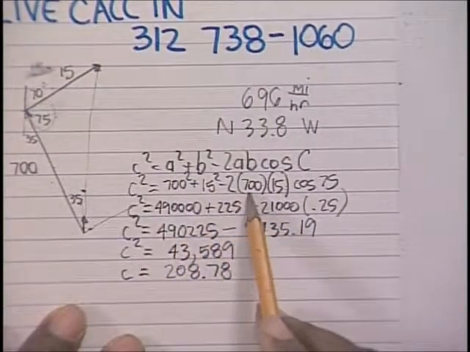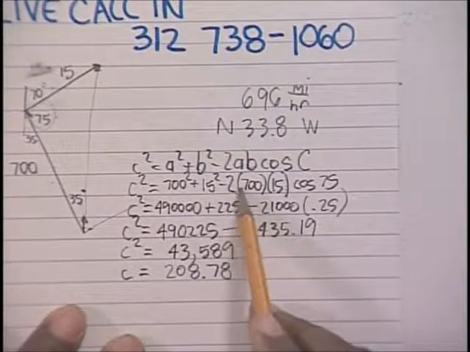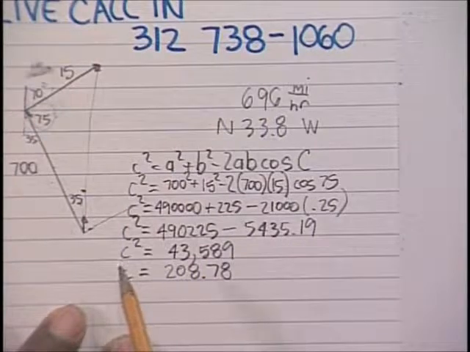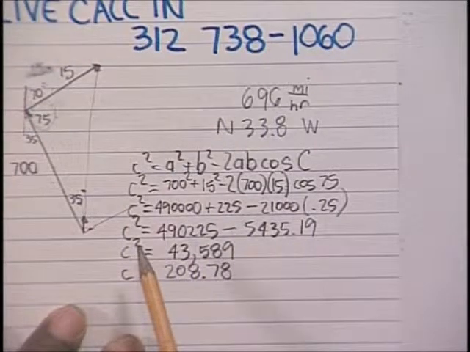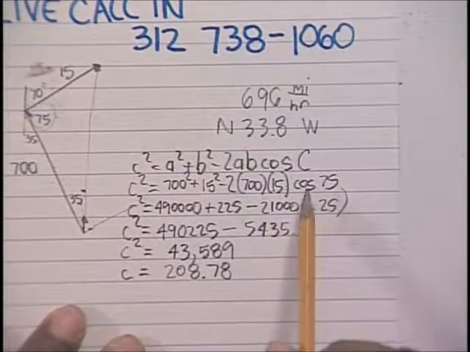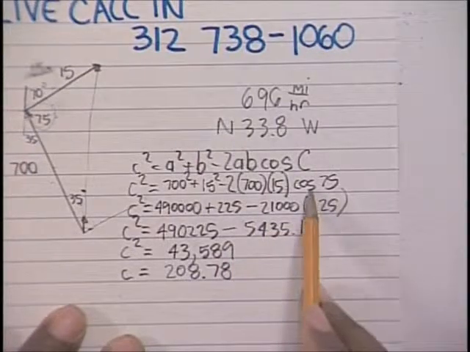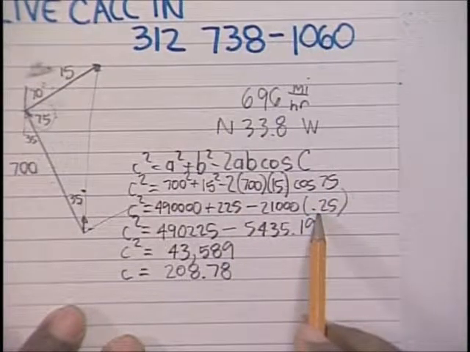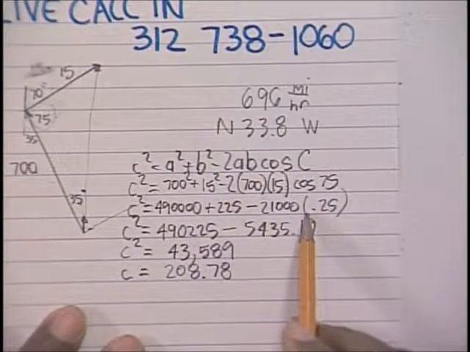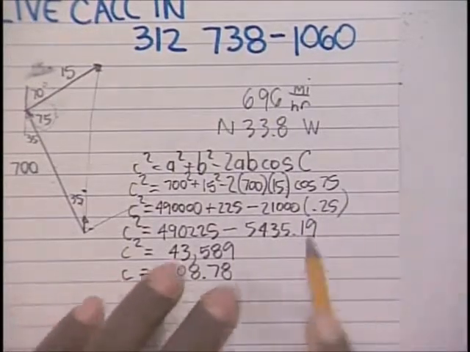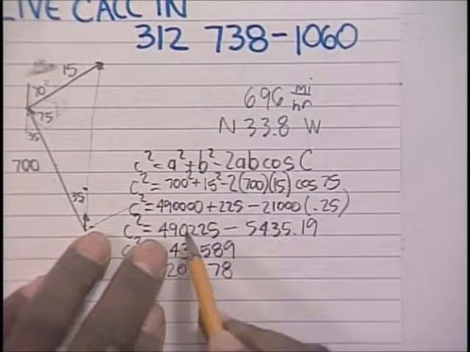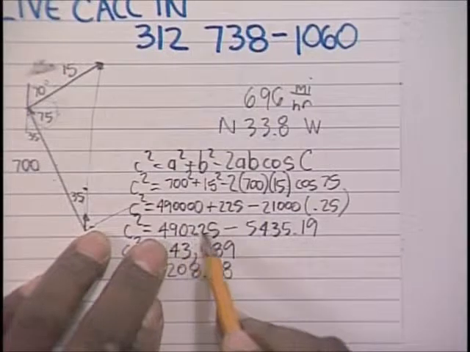49. What's 1,400 times 15 again? Times 15. 21,000. What's the cosine of 75? 21,000 times the cosine of 75 is 5,435.19. Right. 225.